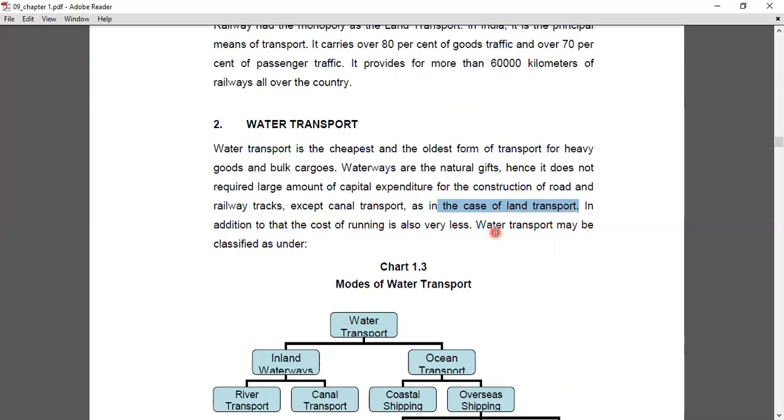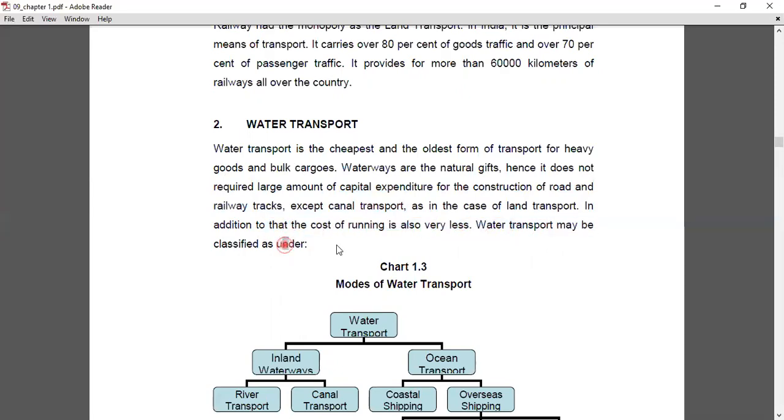So there is no requirement of a large capital cost for the construction of roads or any other measures to fulfill transportation. Waterways are natural gifts; just the construction of docks and harbors is required, but it is much cheaper than the construction of roads, and much cheaper than air transport. In addition, the running cost is also very low.